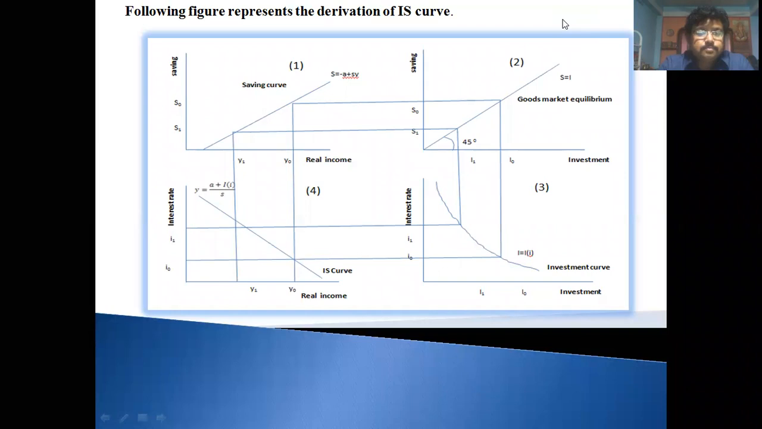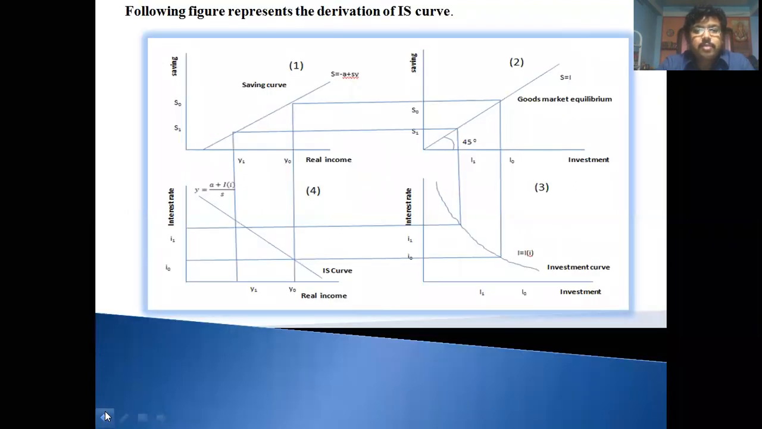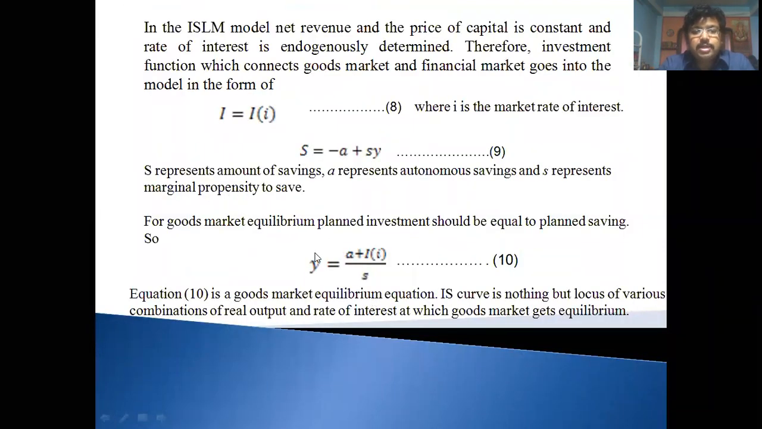Now look, in my previous slide, this is the IS curve, the equation of the IS curve, but this is one equation and two variables. Two variables are there, one equation, but two variables. So this equation cannot be solved. So one extra equation is needed. And for that reason, the financial sector is to be introduced in this analysis.